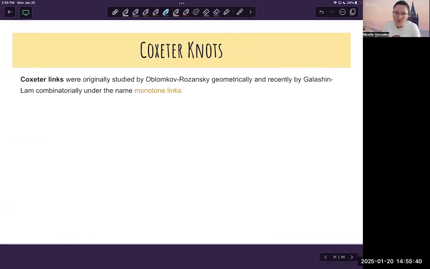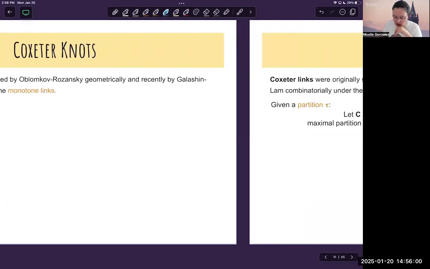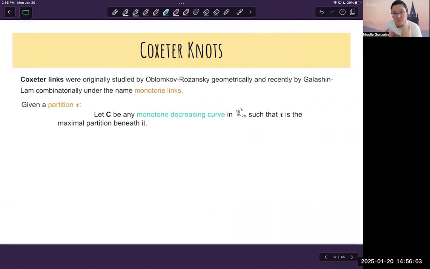These Coxeter knots, or more generally Coxeter links, were originally studied by Alexei Oblomkov and Lev Rozansky geometrically, and then more recently in the last few years were studied by Pavel Galashin and Thomas Lam combinatorially under the name of monotone links, but these are completely the same object, just have different names. And the way that you construct them is the following.